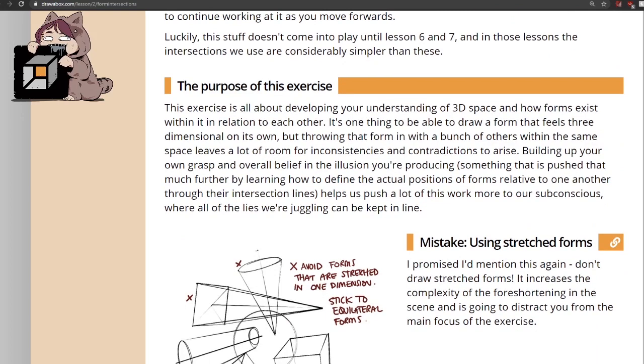The purpose of this exercise. This exercise is all about developing your understanding of 3D space and how forms exist within it in relation to each other. It is one thing to be able to draw a form that feels three-dimensional on its own, but throwing that form in with a bunch of others within the same space leaves a lot of room for inconsistencies and contradictions to arrive. Building up your own grasp and overall belief in the illusion you're producing, something that is pushed that much further by learning how to define the actual position of the forms relative to one another through their intersection lines, helps us push a lot of this work more to our subconscious, where all the lies we're juggling can be kept in line.